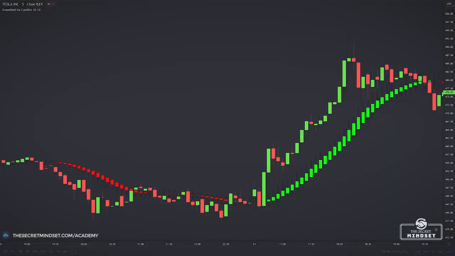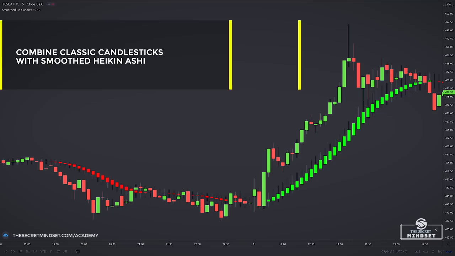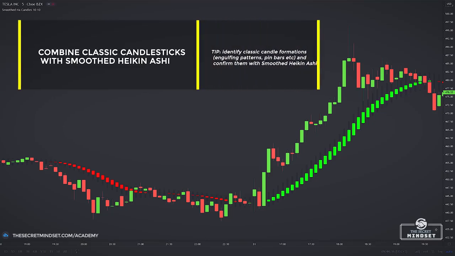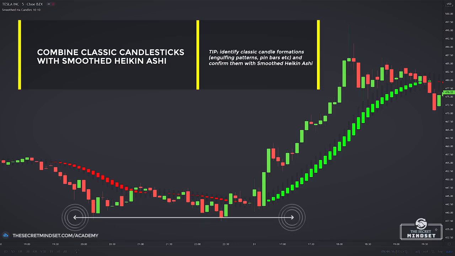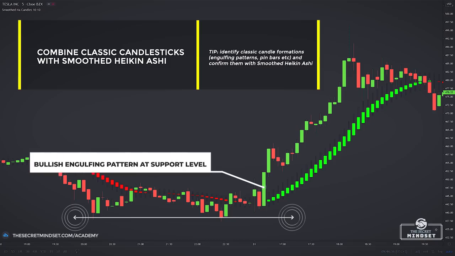Also, as you are able to see the classic candlesticks, you can combine classic price action with smoothed Heiken Ashi. You will be able to identify a pin bar, an engulfing candle, or a reversal pattern, and at the same time know what Heiken Ashi are indicating. With classic candlesticks, an engulfing candlestick pattern at a support level can be a nice starting signal, a decent entry into a beginning upward movement.